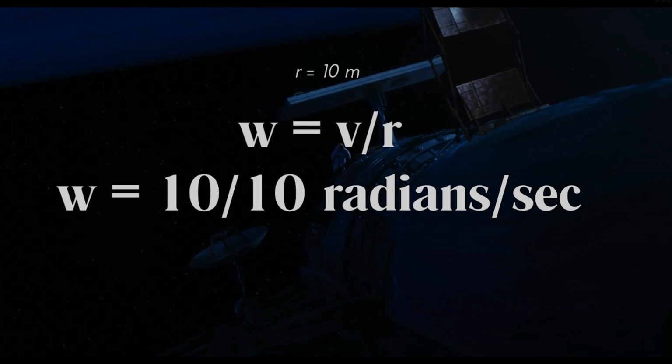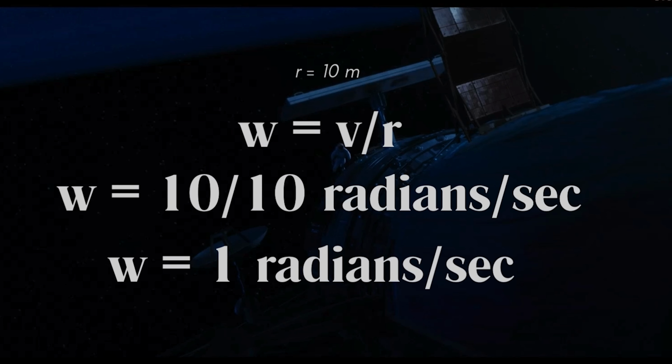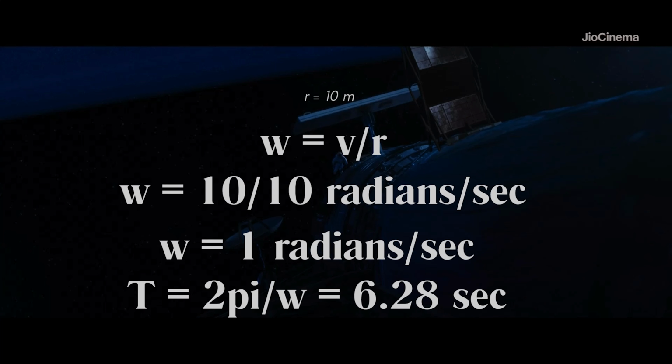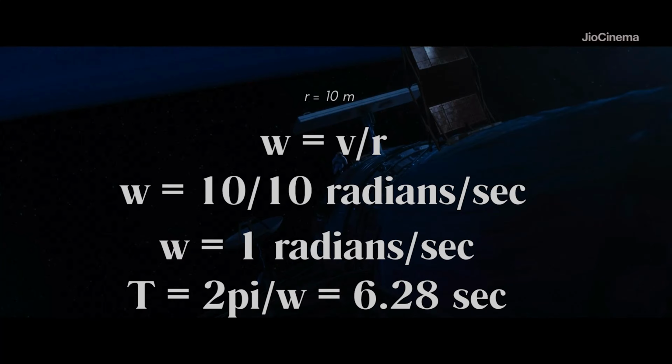Let's again assume some numbers. Let's just say that the radius of this antenna is 10 meters. That gives the angular velocity to be 1 radian per second. Let's see how much time the fan would need to complete one revolution to attain 1 radian per second. The time taken would be 2 pi divided by the angular velocity. Plug in the values, we find it to be 6.28 seconds. So to complete one revolution, that antenna needs to take just 6.28 seconds.